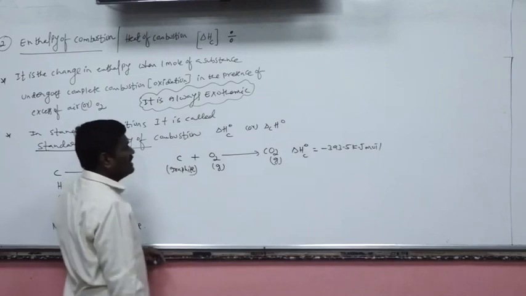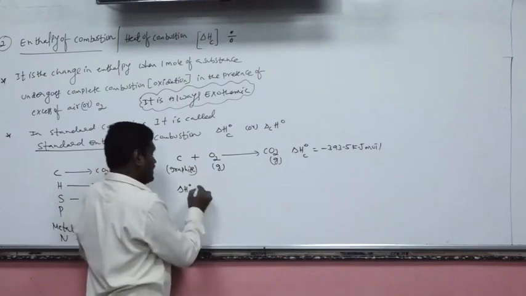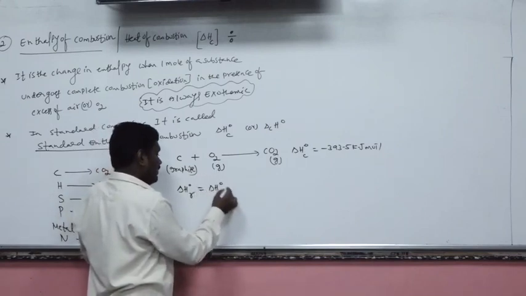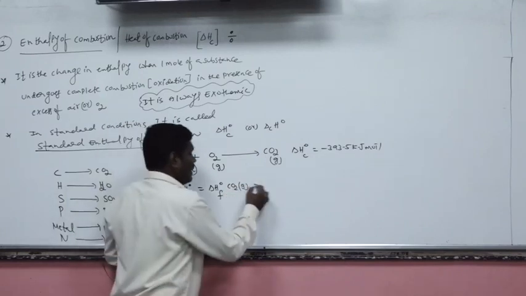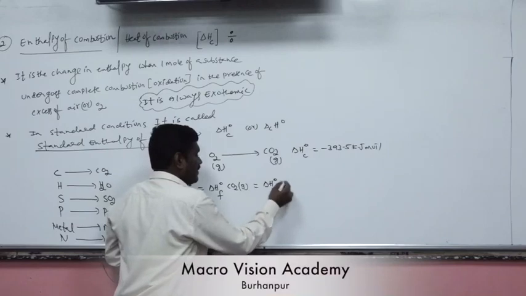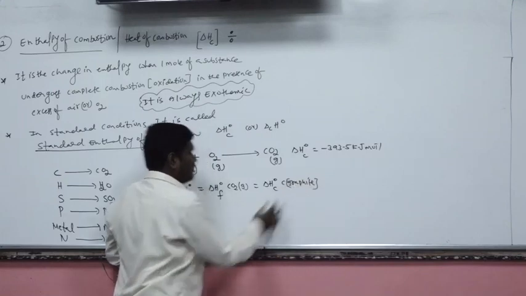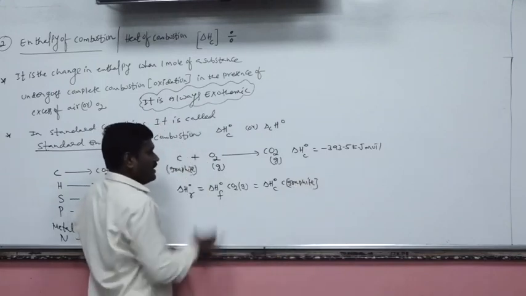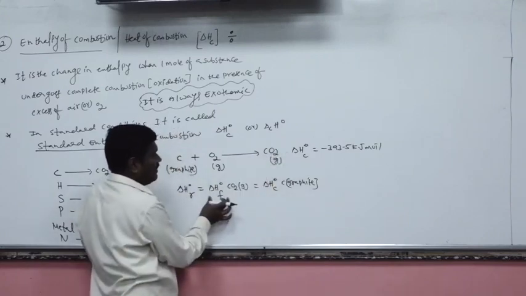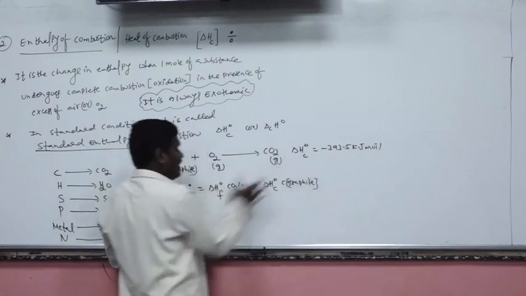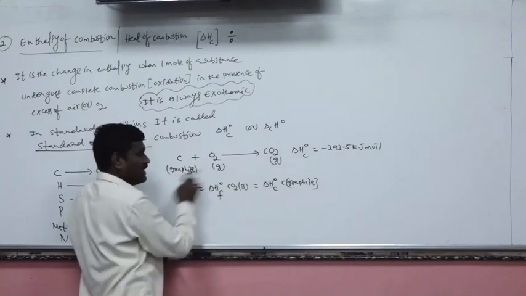Now, in this, what is the enthalpy of reaction? In this situation, enthalpy of formation of CO2 gas and enthalpy of combustion of graphite are both equal. This is corresponding to enthalpy of combustion of graphite. This is also corresponding to enthalpy of reaction. It is also corresponding to enthalpy of formation of CO2. Standard enthalpy of formation corresponds to 1 mole of a compound formed from its constituent elements in the standard condition.